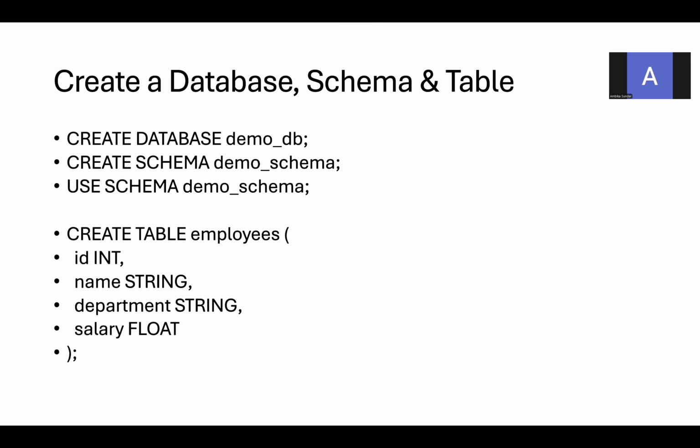Now create the table employees with the following columns: ID, name, department, and salary, with the data types ID as an integer, name as a string, department as a string, and salary as a float.